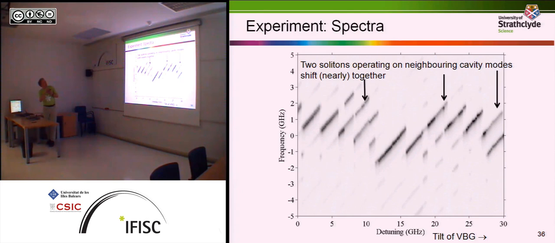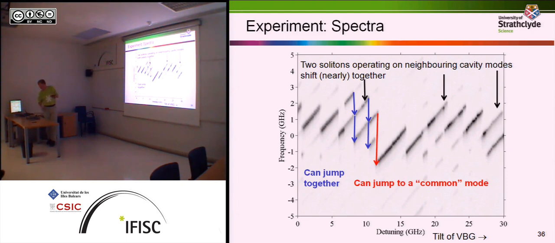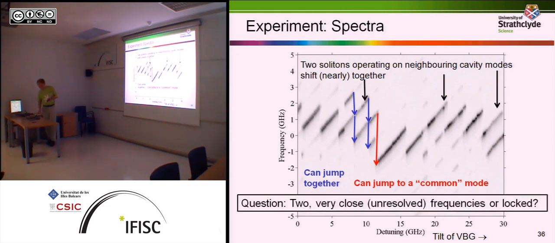So in most places you see two solitons at two different frequencies, here, here, and here, and they shift in response to this tilt in frequencies, and sometimes they jump together. So here, for example, a mode loses stability, that soliton moves to the next longitudinal mode of the external cavity here, and at the same time that soliton moves from that mode to that mode, and then they shift together again. But sometimes you also see that the two modes go to a common mode. And that is a candidate for a phase locking thing.